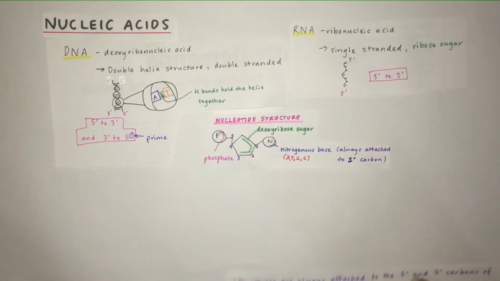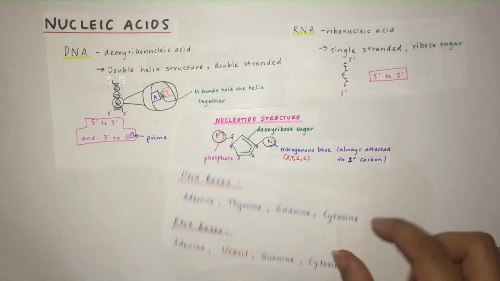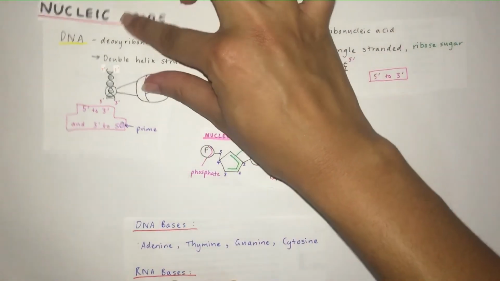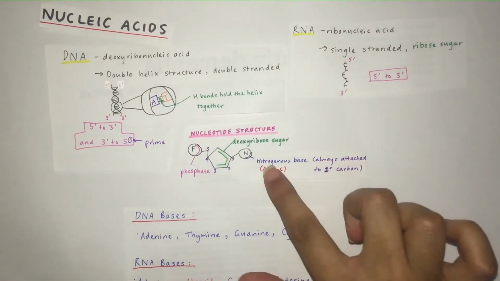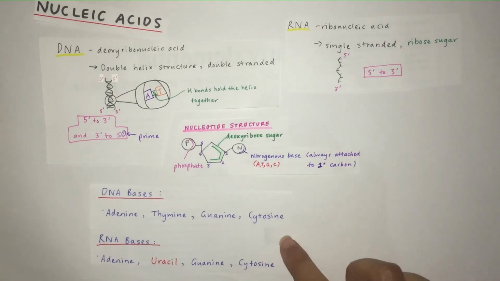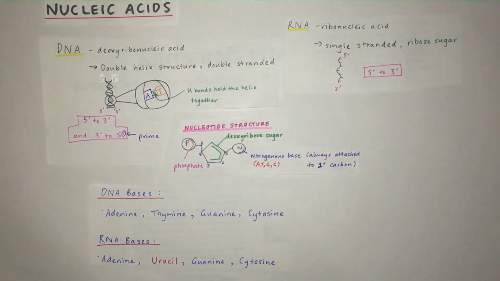Let's have a look at the bases that can be found in DNA versus RNA. So these bases that I'm talking about are here in blue, the nitrogenous base that is attached to the nucleotide. In DNA, these are adenine, thymine, guanine, and cytosine. And in RNA, the thymine is replaced by a uracil, so that's important to know.